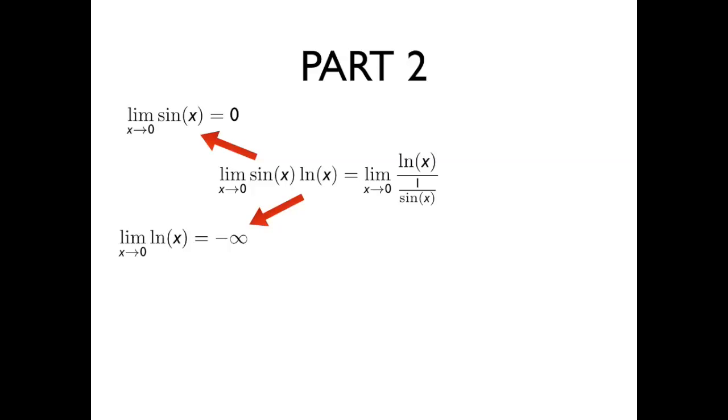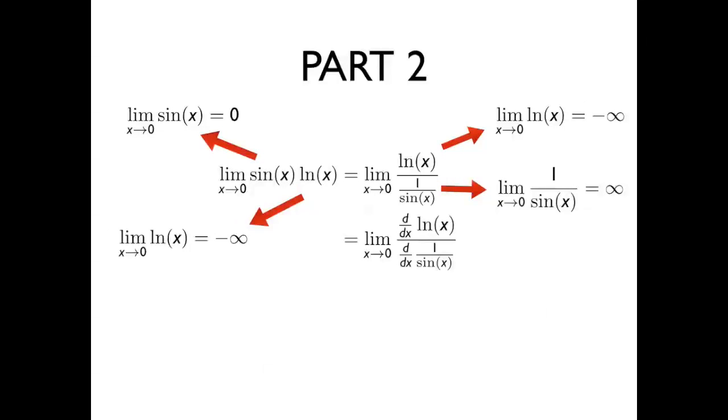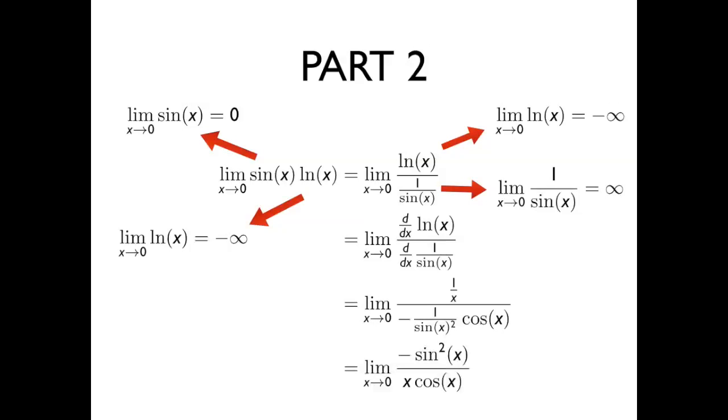And now if we look at the limits of the numerator and denominator, ln of x still goes to negative infinity, but now 1 over sine of x in the denominator goes to positive infinity. So we can apply L'Hopital's rule to this limit and take the derivative of the top and bottom separately. Evaluating each of these derivatives, we end up with this expression, which simplifies to minus sine squared of x over x times cosine of x.